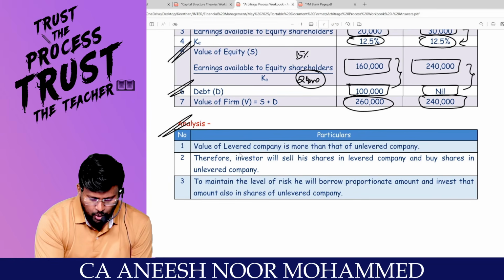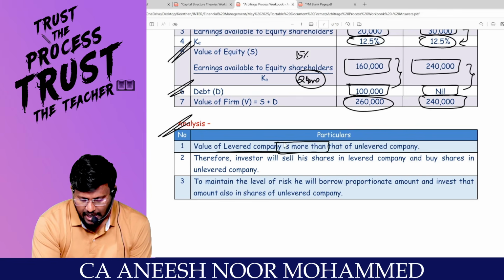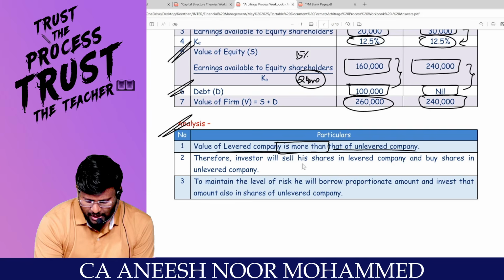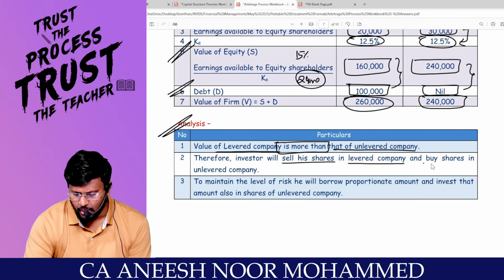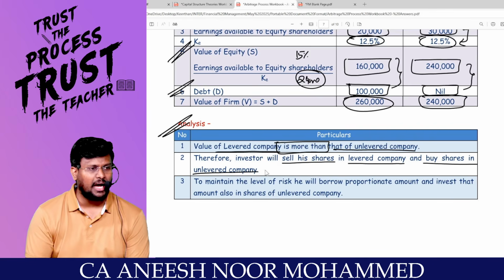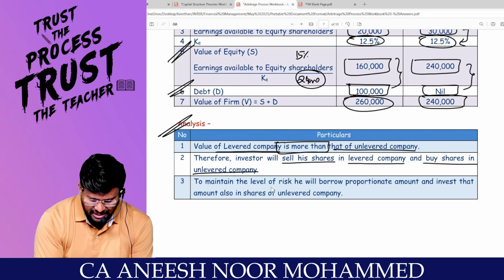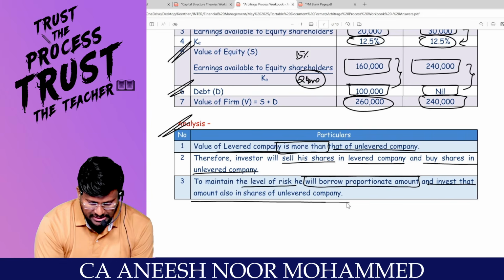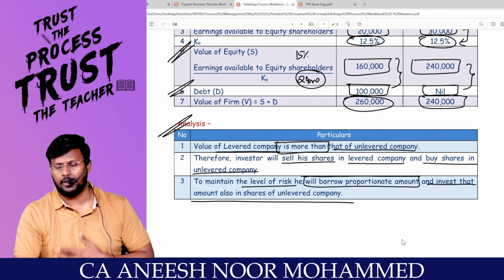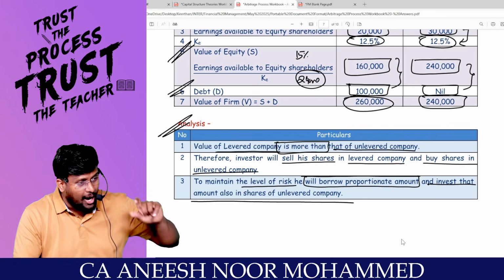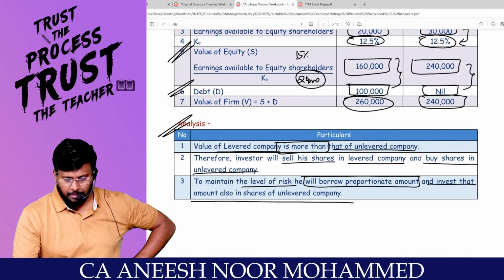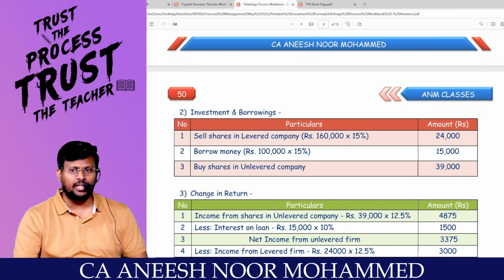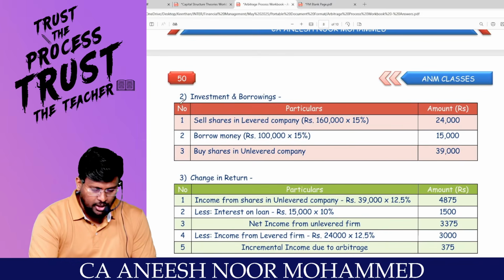Analysis. Now the value of the levered company is more than that of the unlevered company. Therefore, the investor will sell his shares in the levered company and buy shares in the unlevered company. To maintain the level of risk, he will borrow a proportionate amount and invest that also in the shares of the unlevered company. Because in question 1, how much was the increase in income? That means in order to enjoy more income, my dear lovable students, you should not keep anything in your hand. Can I proceed? So, investment and borrowing.